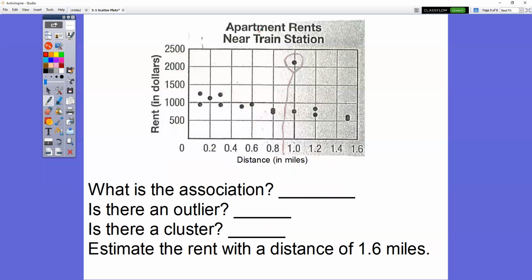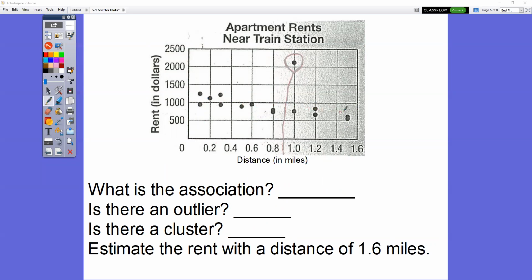In the next one, we're looking at apartment rents from near a train station. Somebody just asked the question, do we have to draw the line on the graph? No, you don't. That's actually a lesson that's later on in this chapter. I'm just showing you the direction that it's going in. So what is the association of the graph? Is it positive, negative, no, or nonlinear?